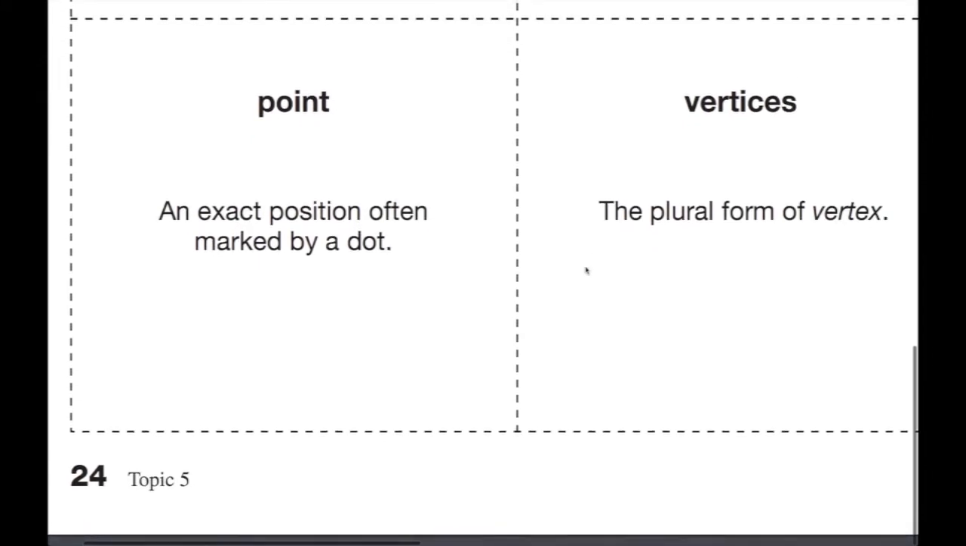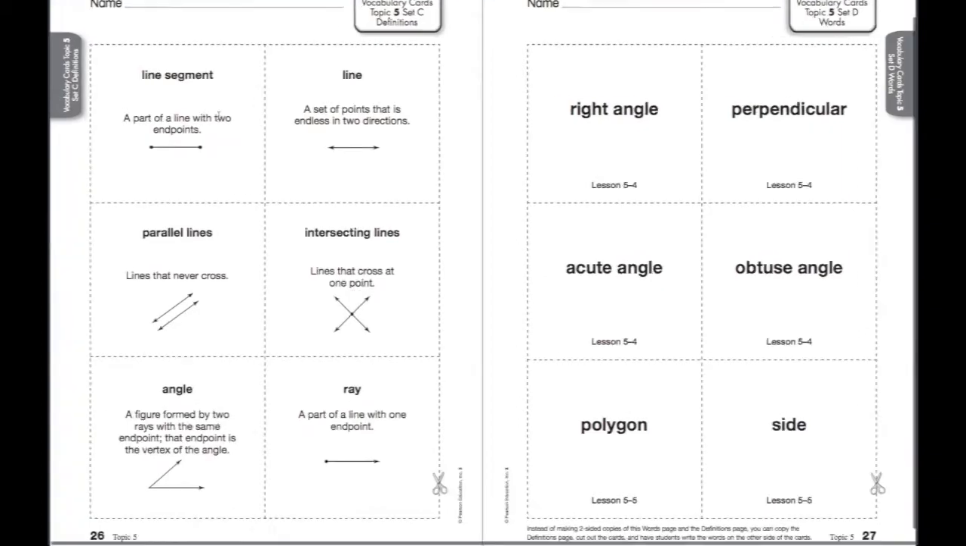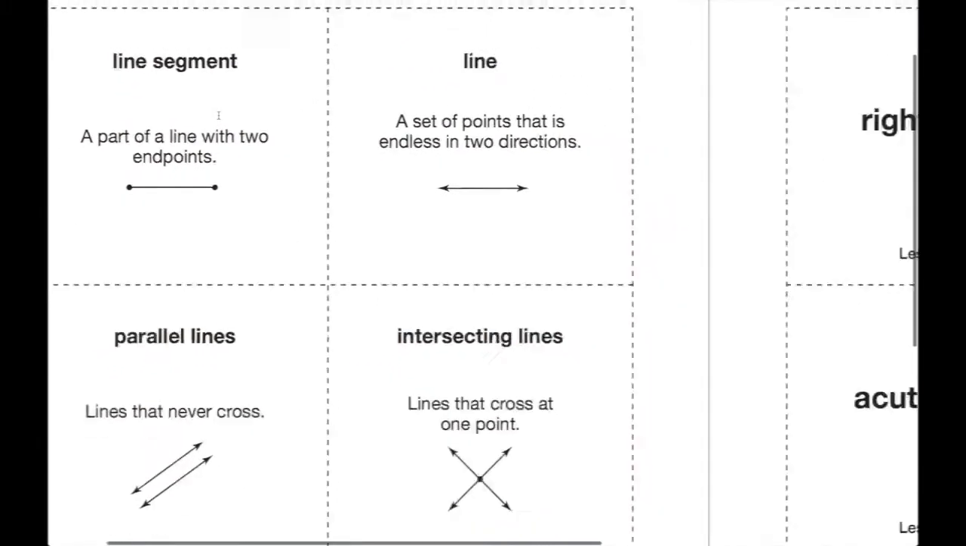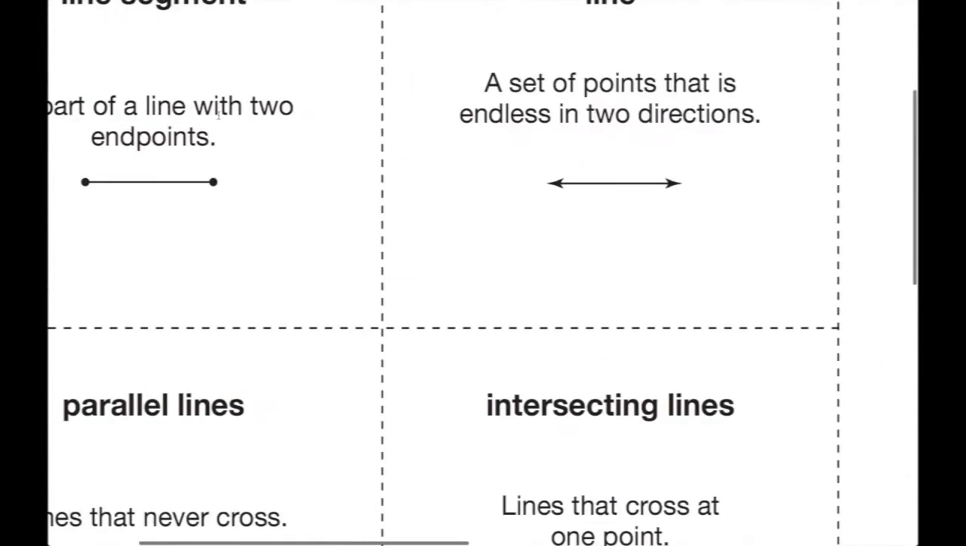Next up we have, let's see, what do we have next? We have line segment, we have line, we have parallel lines, we have intersecting lines, we have angles, and we have rays. Let's talk about line segment.